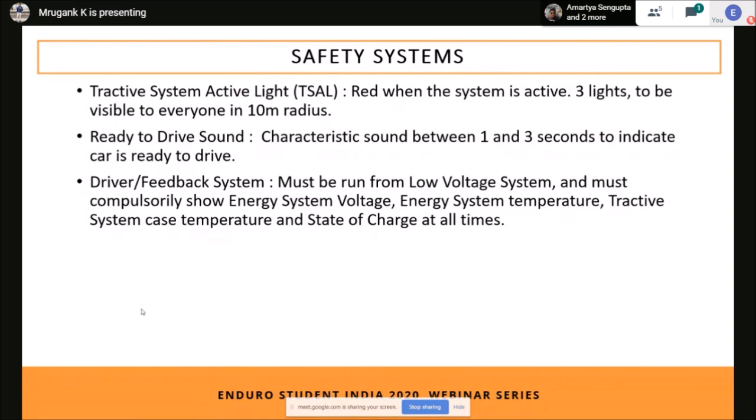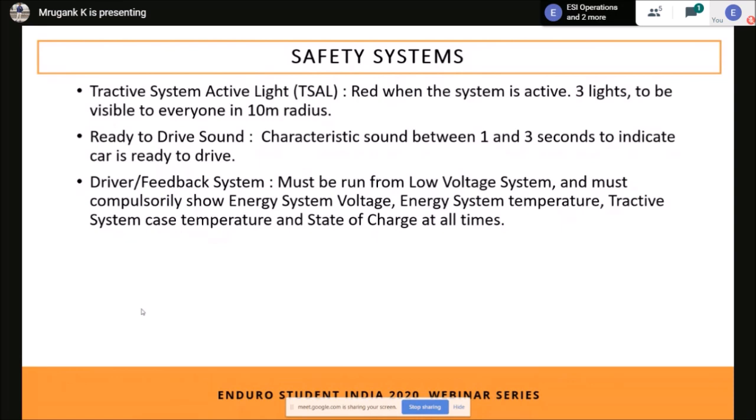The next point to be discussed is the ready to drive sound. All electric cars must emit a unique sound, a characteristic sound that is not similar to any other sound that is made by the car. And this sound should last between 1 to 3 seconds, and it should be triggered when the car enters the ready to drive state. So every time the car is switched to the ready to drive state, there must be a sound between 1 to 3 seconds that indicates it is ready to drive.